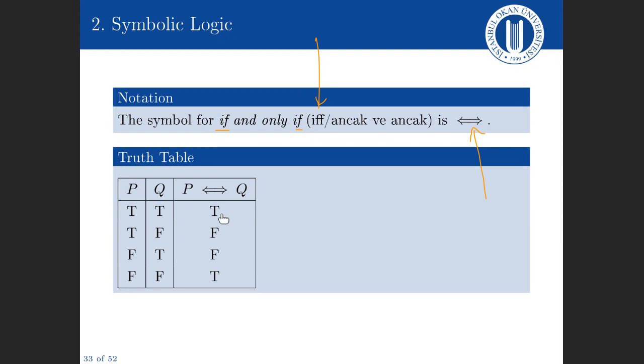For example, look at the truth table, line 1. P and Q are the same. Yes, they're both true. So this is true. Line 2, P and Q are the same? No. Line 3, P and Q are the same? No. Line 4, P and Q are the same? Yes, true.